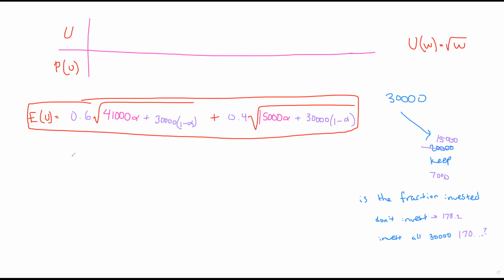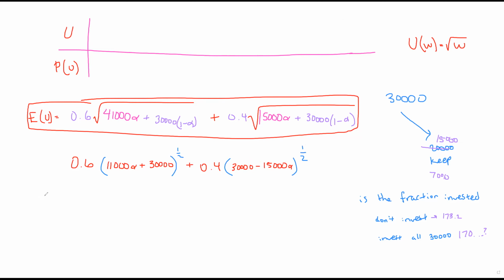So let's simplify this a little bit. 0.6 times the square root of what ends up being 11,000 alpha plus 30,000 plus 0.4 times the square root of 30,000 minus 15,000 alpha. Okay, we are going to take the derivative of this expression and evaluate it at alpha equals 0. Before I take this derivative, I'll remind you that one of the best ways to take derivatives of square roots is to write them in parentheses and put them to the power of 1/2. So the square roots are gone.